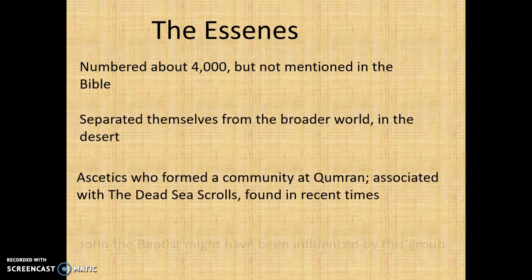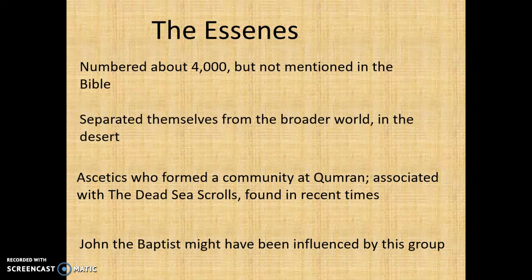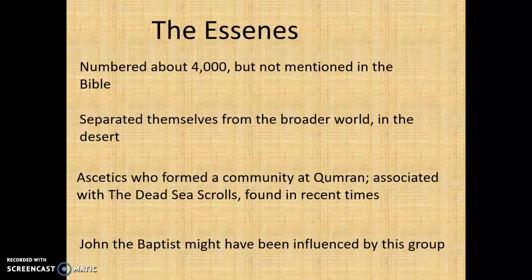The Essenes are a group that's not mentioned in the Bible, actually, but we know about them because we found some scrolls, the Dead Sea Scrolls, in Qumran just in the 1940s. It gives us a picture of this community that had left Jerusalem, separated themselves from the broader world, and went to live in the desert. They thought that they were the true Israel, and they were very strict ascetics. They did a lot of fasting, and many of them did not marry, and they studied and studied and studied scripture all the time.